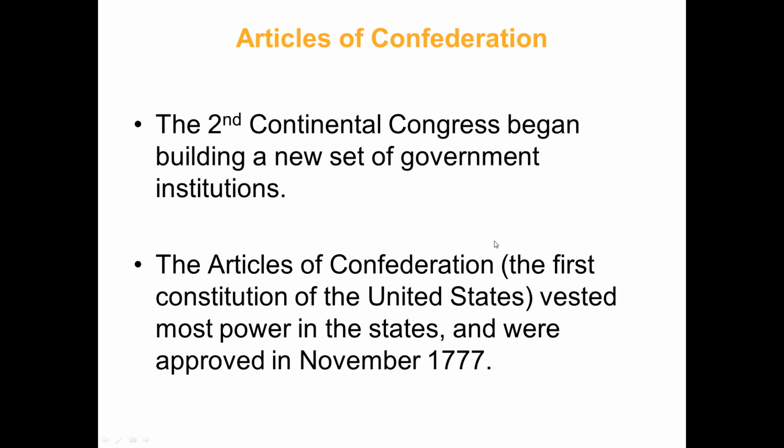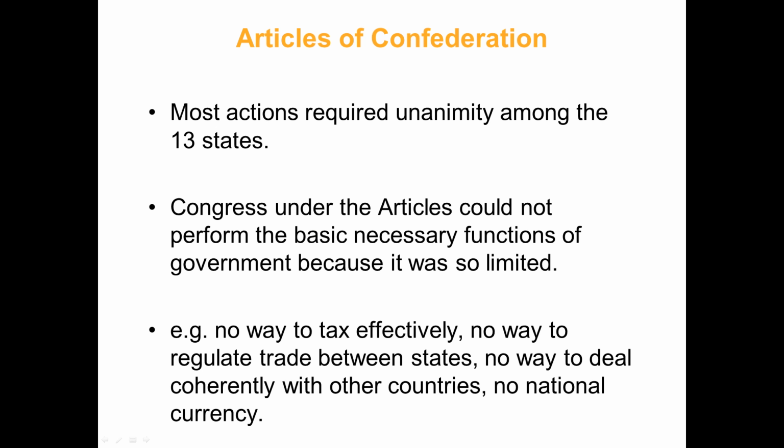The key aspect of the Articles is that they vest most of the power of the new government in the states. They go into effect in 1777. It's not really that effective of a governing system, though. Most actions of importance require not just a majority, as we're accustomed to today, but an actual unanimous consensus among the 13 states. You can imagine it's very difficult to get anything done when just one state can hold up the entire process if it wants to.